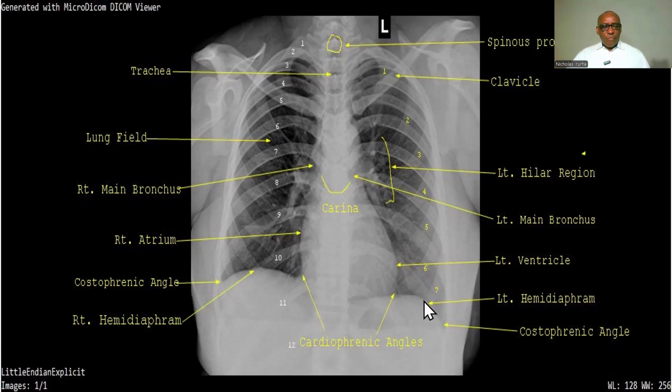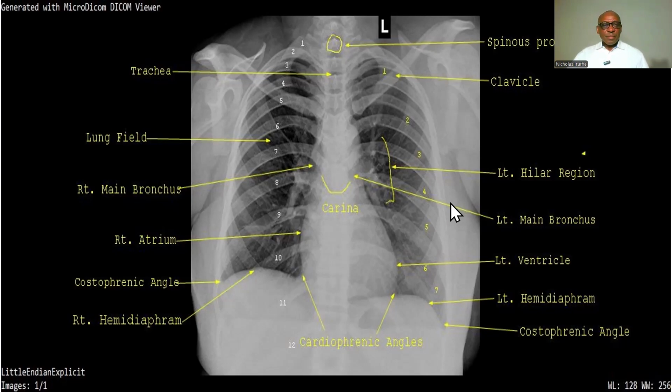And as we go further, we need to talk about the soft tissues around the chest. And these soft tissues usually give you an idea if that person is a male or a female radiograph. In this particular case, because this indicates breast, it is a female chest radiograph.